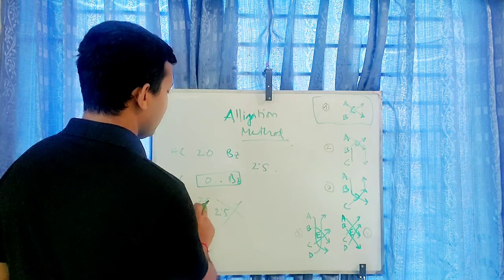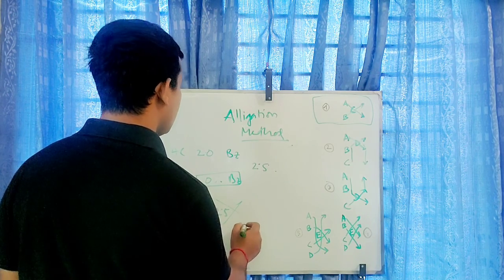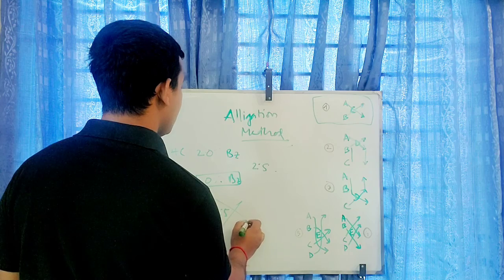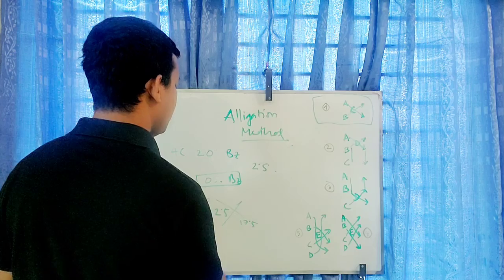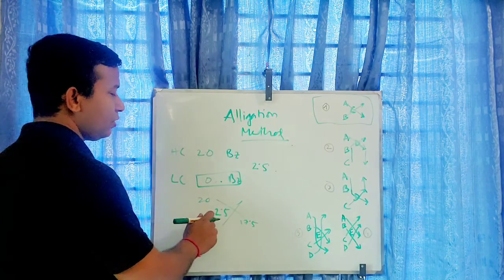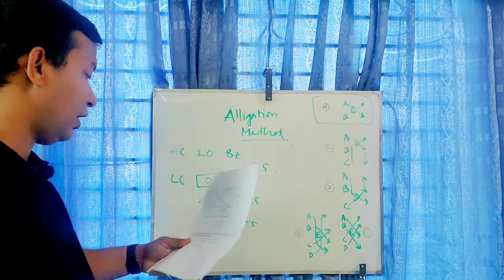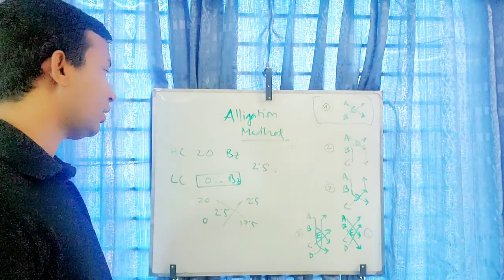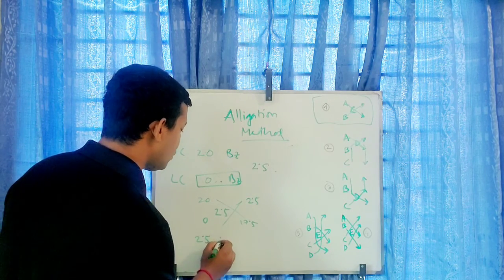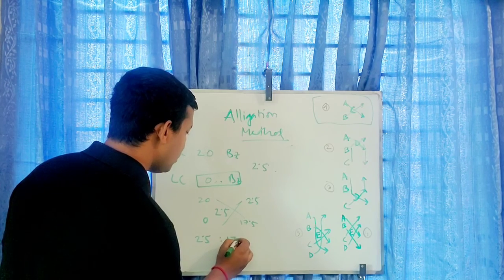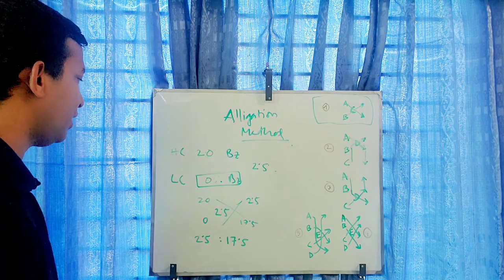So 20 minus 2.5 becomes 17.5, am I right? Yeah, 17.5. And what about this one? This is just 2.5. So they have asked what proportion, and already we have got the answer. The proportion is 2.5 to 17.5. Now I think we can simplify it in a better way.